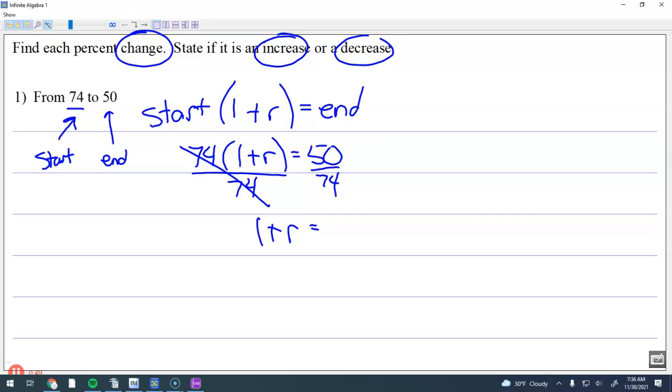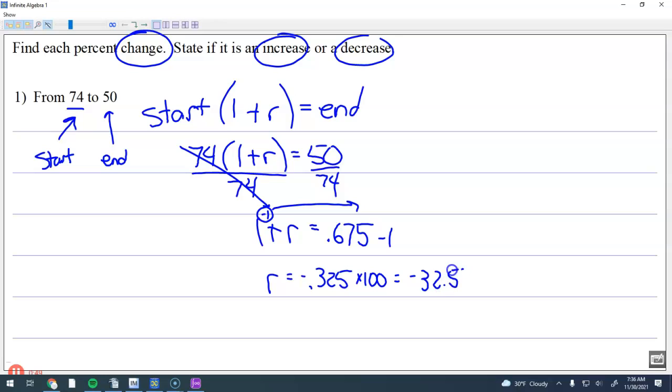50 divided by 74. Okay, so it's like 0.67 or so. 0.675. Okay. And then I want to solve for r. So I'm going to subtract this 1. And that'll give me r equals negative 0.325. And then I turn that decimal into a percent, by either multiplying by 100 or you can think about just knocking that decimal back 2 spots.